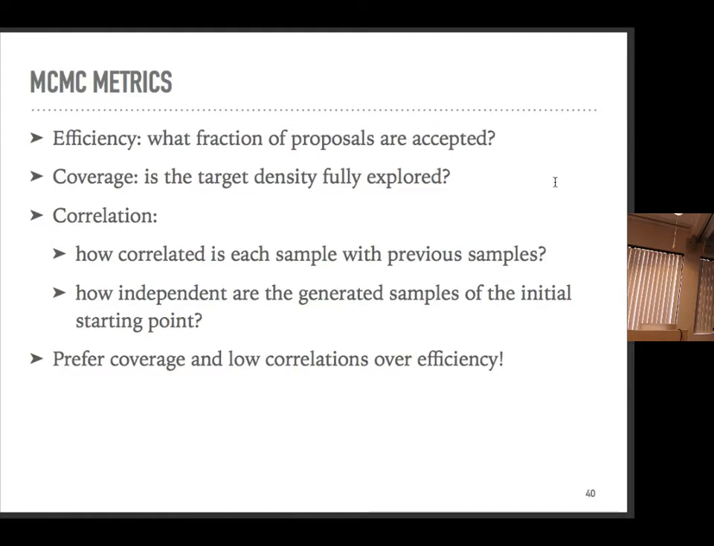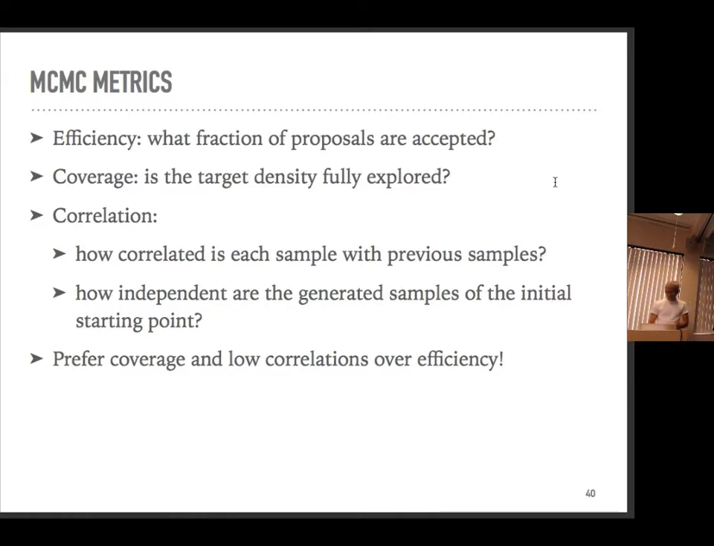So if it looks like a random walk like this, those are very correlated, and what you'd like it to look like is more like that. So visually you can get a feel for it. And then also you care about how independent the samples that come out are from your initial starting point. And in general, you want to prefer coverage. You have to have coverage, or else your results aren't valid.